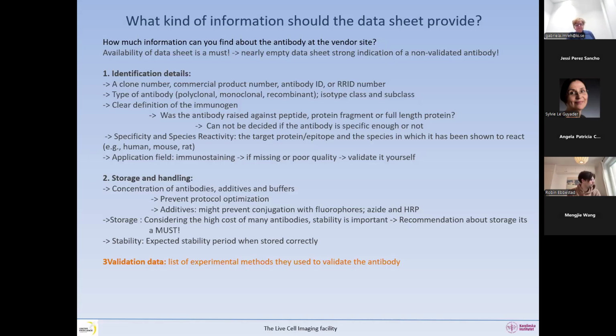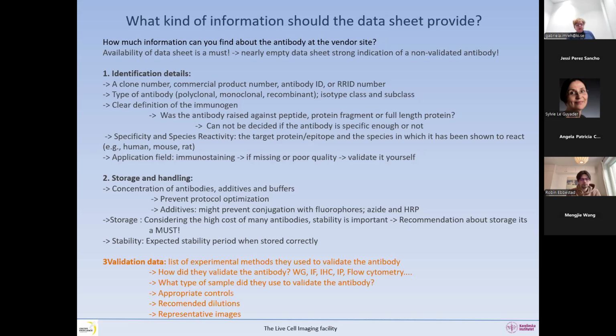when stored correctly. And I think the third piece of information that is important is the validation data. They should provide a list of experimental methods they used to validate the antibody. For example, how did they validate the antibody? What kind of method did they use? Would it be Western blot, fluorescence, histochemistry, IP, flow cytometry? Which method they used, and what type of sample they used to validate the antibody.